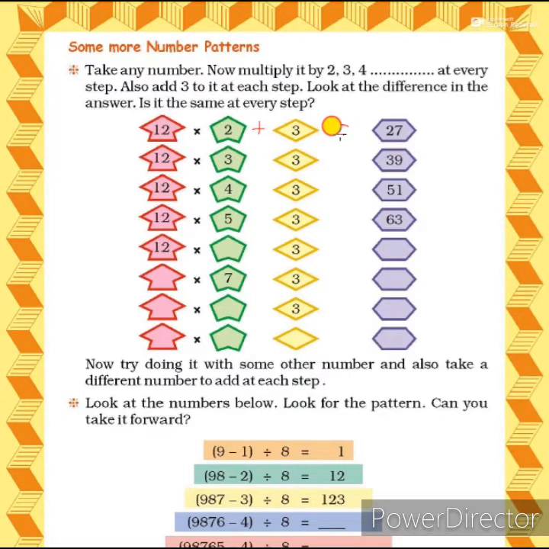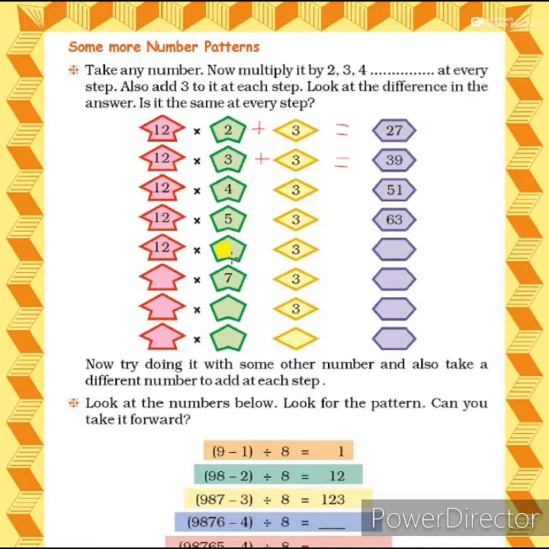In the next step they have taken 12 multiplied by 3. 12 3s are 36, plus 3 is 39. The next is 12 4s and adding 3, 51 is the answer. And 12 multiplied by 5, plus 3, is 63. In this way they have added. Now from the fifth step onwards we have to complete.